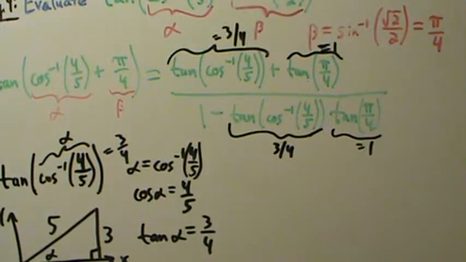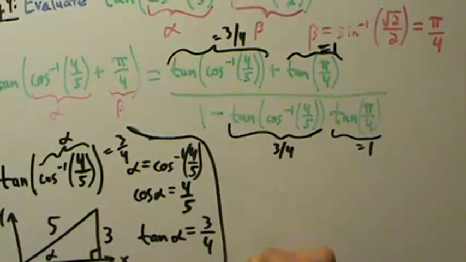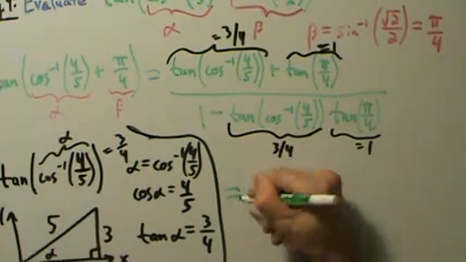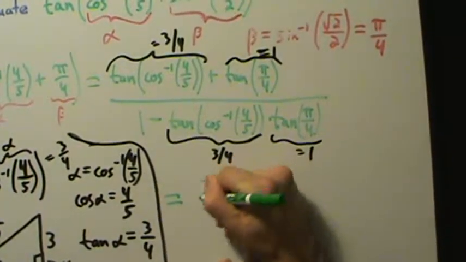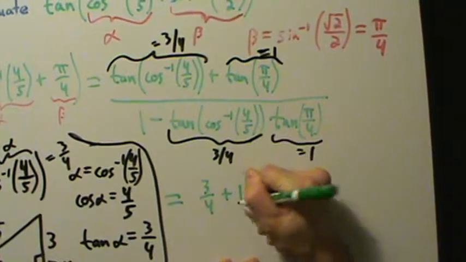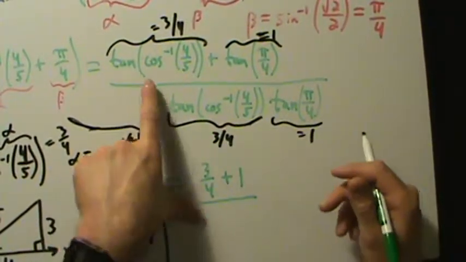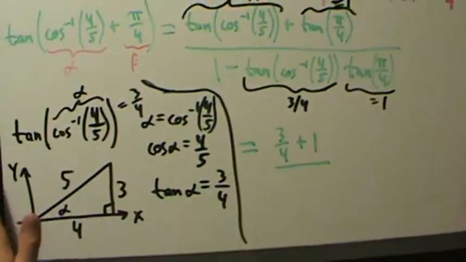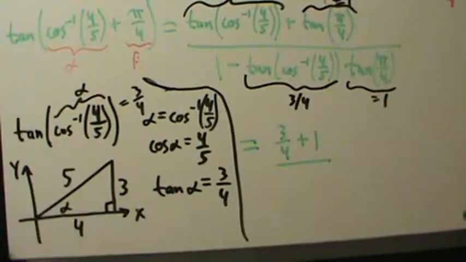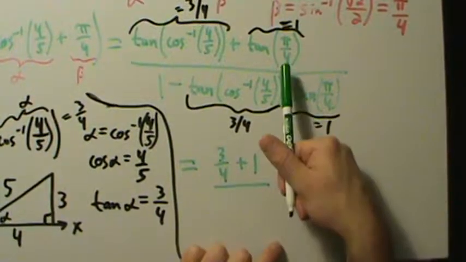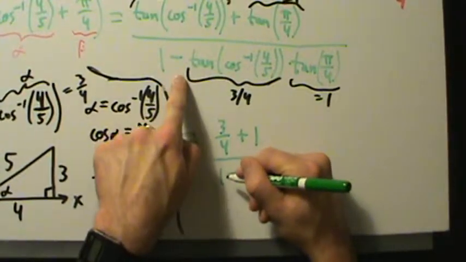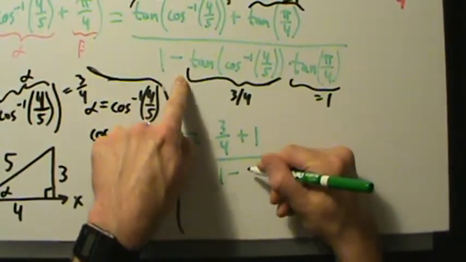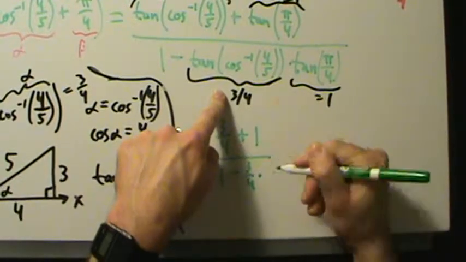So if we go back to the original problem, this equals 3 over 4 plus 1. Remember, tangent of inverse cosine of 4 over 5 is 3 over 4 because that's tangent of alpha, and we set up this reference triangle in the first quadrant. Then plus tangent of pi over 4, which is 1, so plus 1. Then on the bottom we have 1 minus, from our formula, 3/4 multiplied by 1.